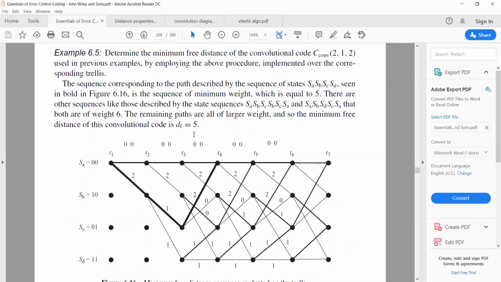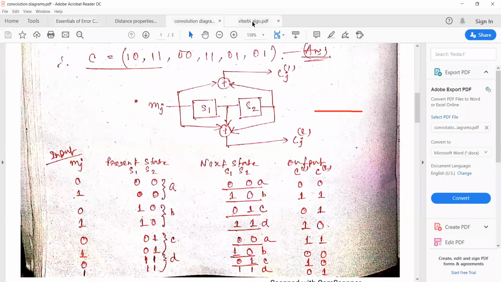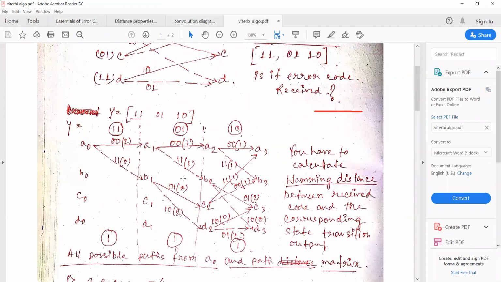Okay, when I'm considering, actually you can see that here it's written: determine the minimum free distance of the convolutional code (2, 1) used in the previous example by employing the above procedure implemented over the corresponding trellis. Okay, so we have to first make this trellis. I've already made it, so this was my trellis.